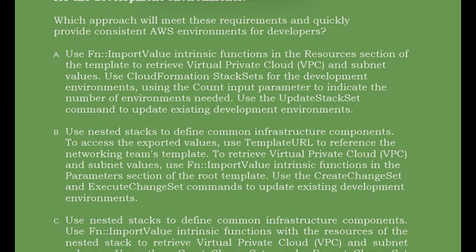Option B. Use nested stacks to define common infrastructure components. To access the exported values, use template URL to reference the networking team's template. To retrieve Virtual Private Cloud VPC and subnet values, use Fn::ImportValue intrinsic functions in the parameters section of the root template. Use the create change set and execute change set commands to update existing development environments.